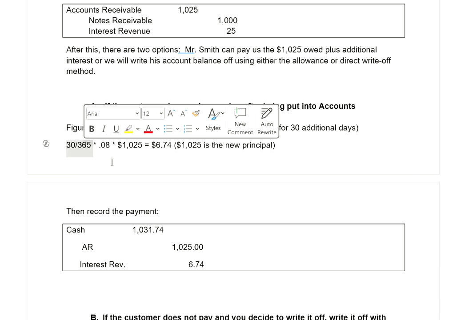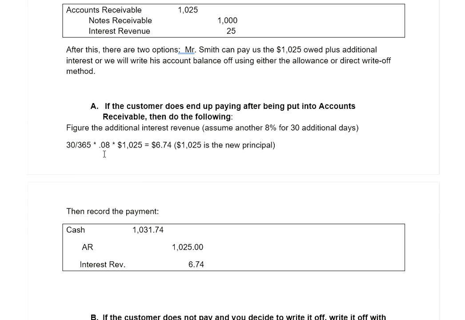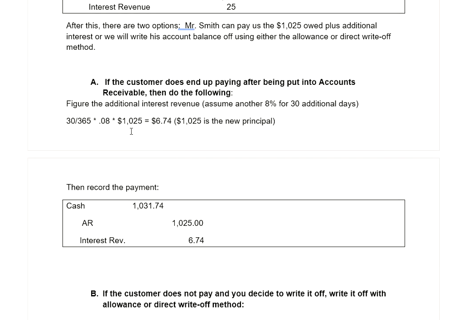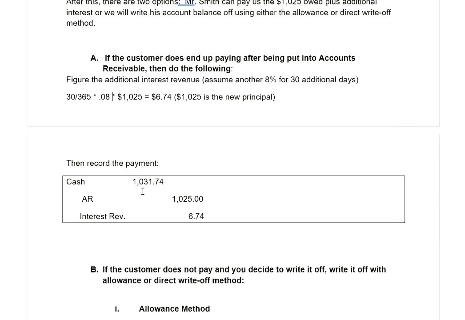So I will first take 30 divided by 365 in my calculator, times 0.08 for the interest, times 1,025 for the principal. They owe us an additional $6.74 in interest revenue. I add that to the 1,025, and if they do pay us, we will receive in cash $1,031.74. We will take the $1,025 out of account receivable and record the $6.74 as interest revenue.